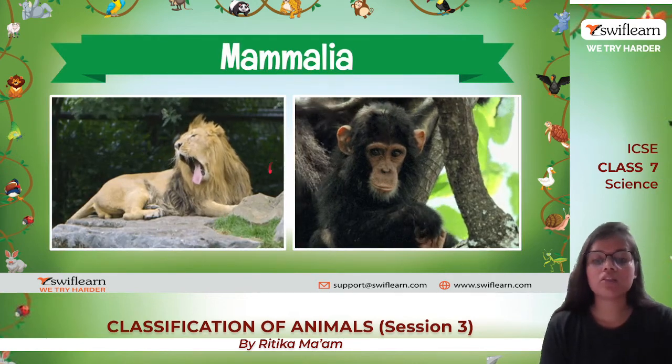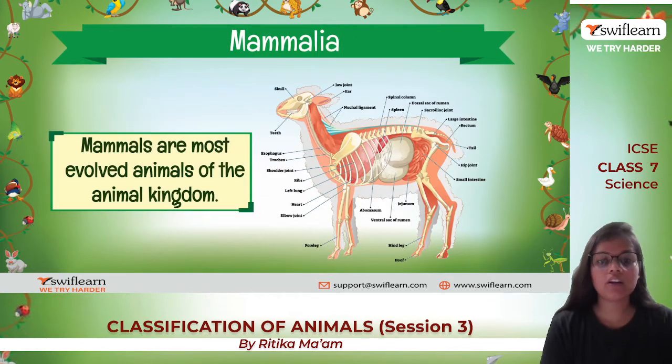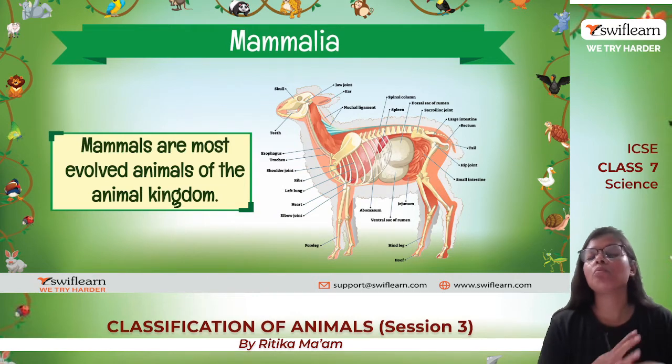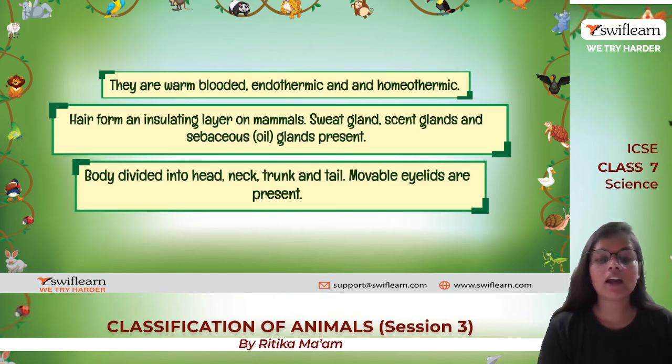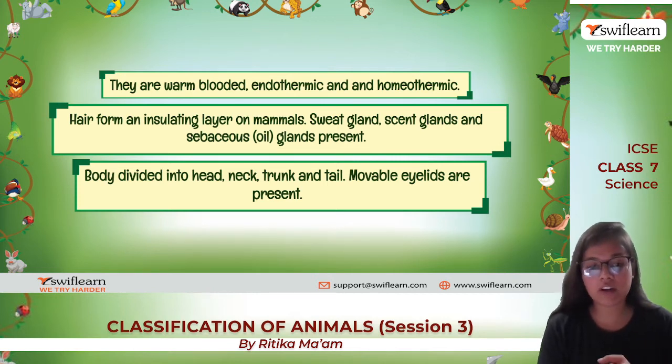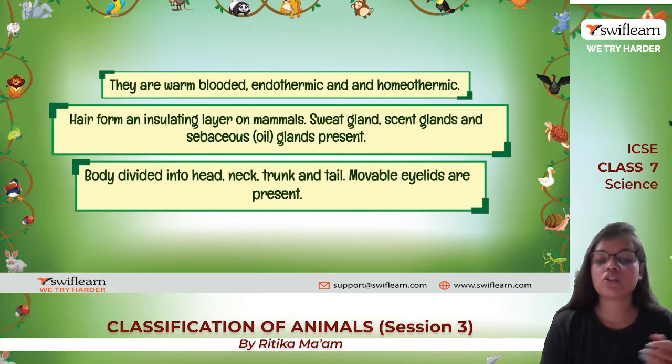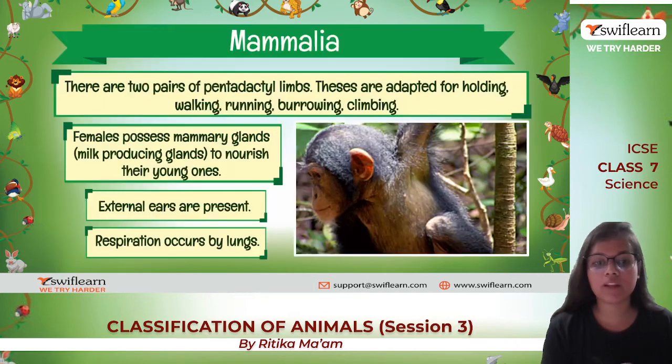Next, talking about the class Mammalia. So here, talking about Mammalia, we are the most evolved animals of the animal kingdom. We are warm-blooded, endothermic and homeothermic. Our hair forms a kind of insulating layer. Okay, we have sweat glands, scent glands and sebaceous glands present on our body. Our body is divided into head, neck, trunk and tail, and eyelids are also movable.